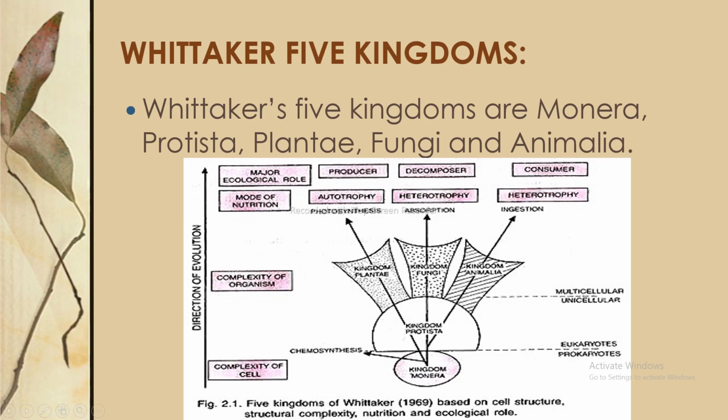And their major ecological role is that they are producers. Second is the kingdom Fungi, and their mode of nutrition is heterotrophy, absorption. Their major ecological role is that they are decomposers. And the next is the kingdom Animalia. Kingdom Animalia are heterotrophic, by ingestion. It means that their major ecological role is the consumer. So these are the 5 kingdoms of Whittaker, 1969, based on cell structure, structural complexity, nutrition and ecological role.